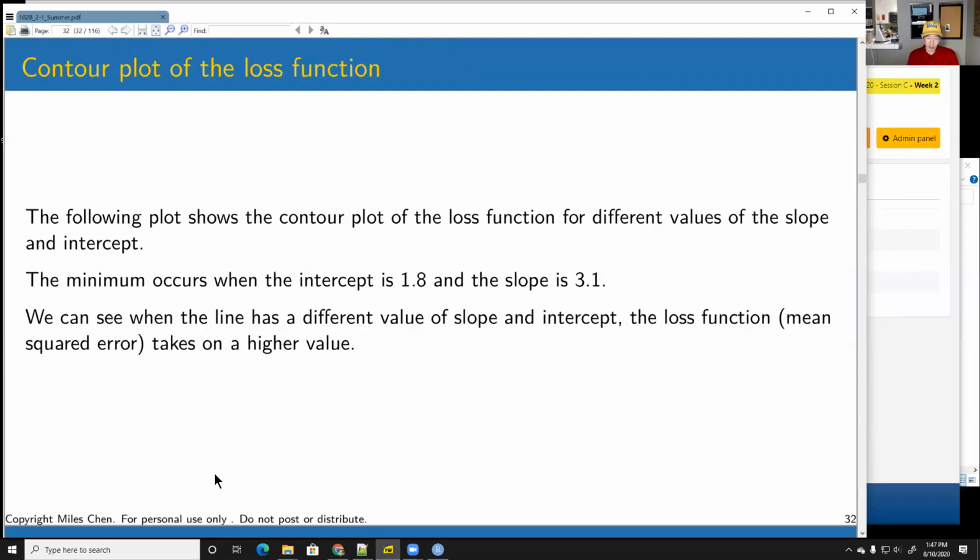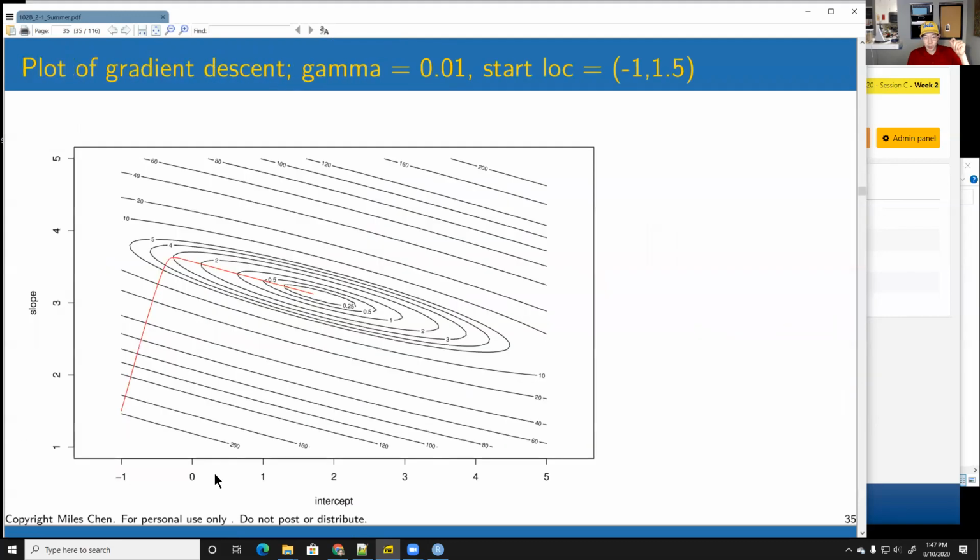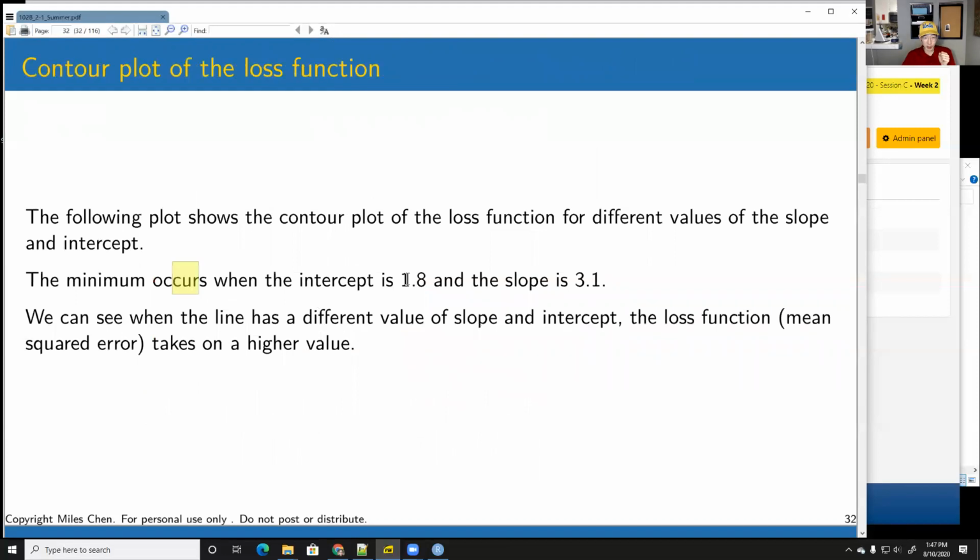Okay, so the loss function, I'm going to plot the contour of the loss function. Okay, and it's going to show you the different values of the loss function for different combinations of the slope and intercept. Okay, so when I plot this, the minimum value of the loss function happens where the intercept is 1.8 and the slope is 3.1. That's this location here. Okay, these ellipses, this is a giant kind of ellipsoid bowl that has a minimum at the location 1.8, 3.1. Okay, so the minimum occurs where the intercept is 1.8 and the slope is 3.1. And every time you pick a different slope and a different intercept, the loss function takes on a higher value, right?